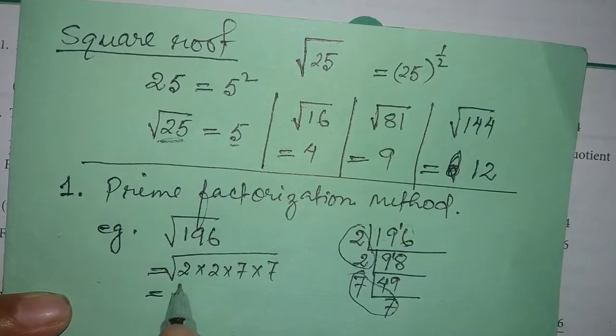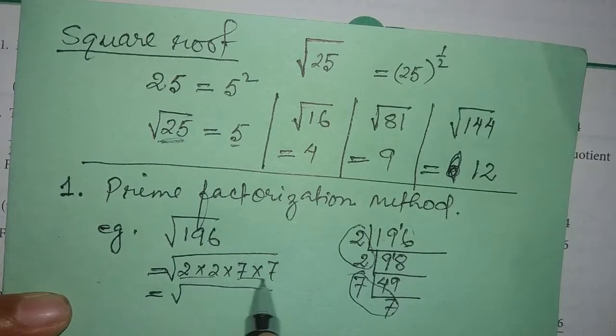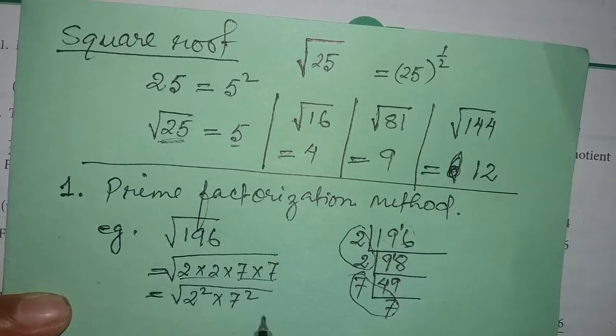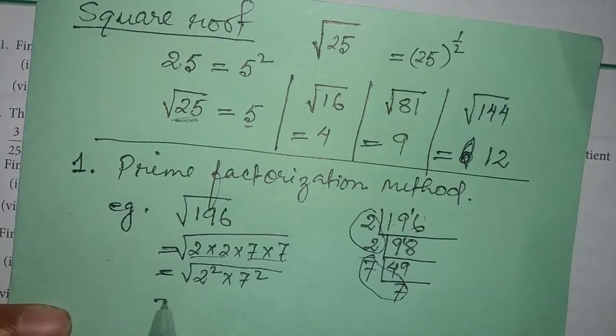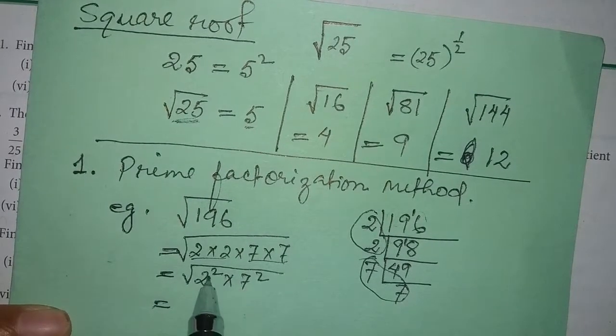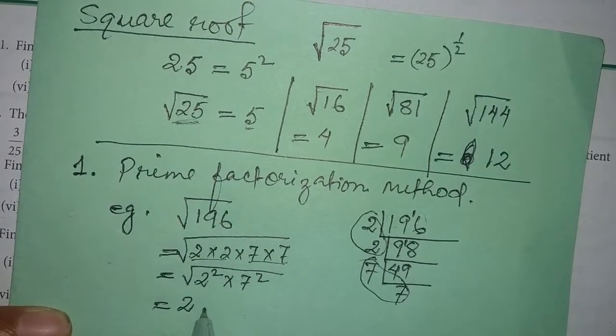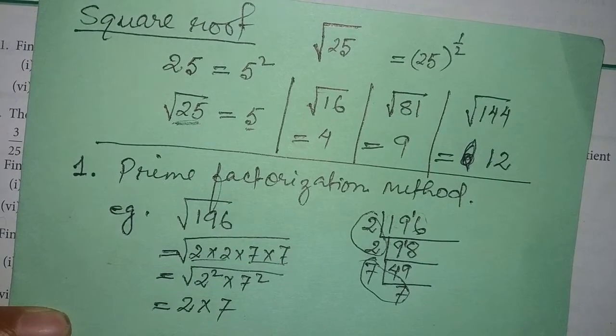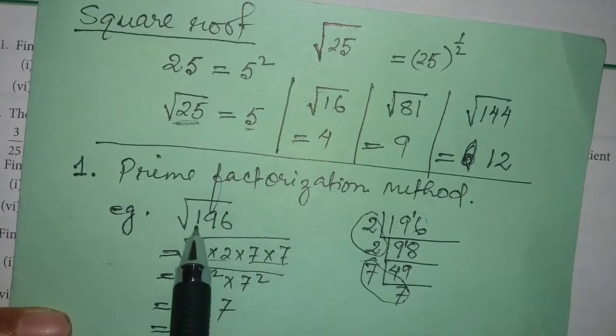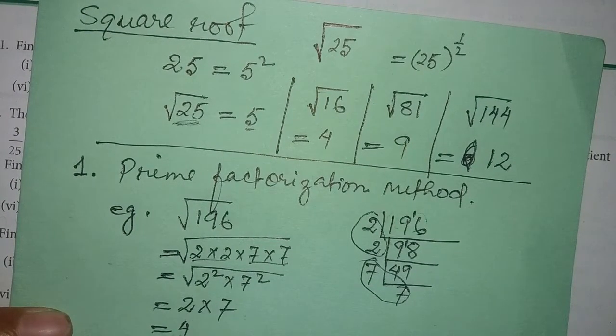Now this one, 2 into 2 is 2 square. 7 into 7 is 7 square. So you have here 2 square into 7 square. Now inside the root sign here, we have square numbers. So you will take out the square numbers. So this 2 square, it will go outside, so it will become 2 here. And this 7 square, it will be taken outside, so it will become 7. So now this is 2 7s are 14. So that means square root of 196 is 14.